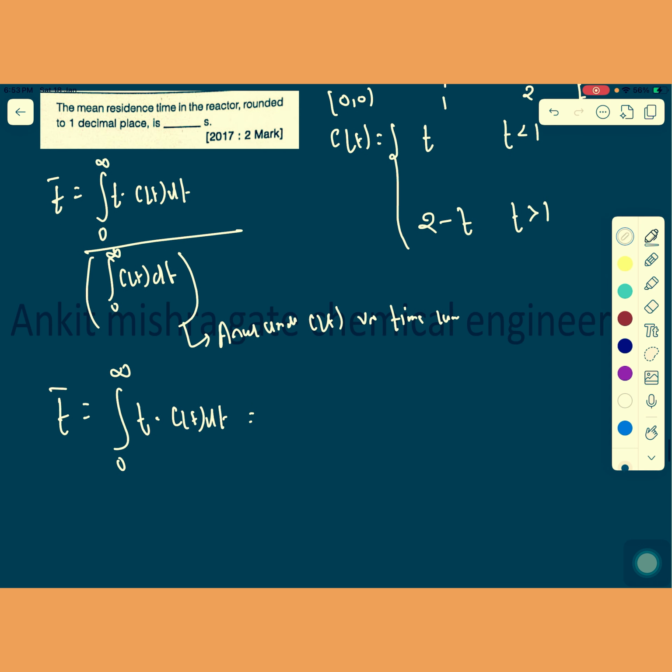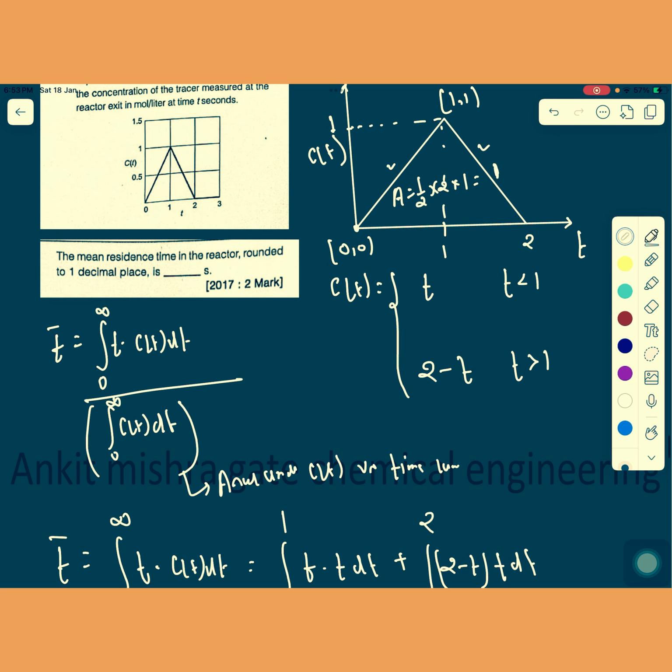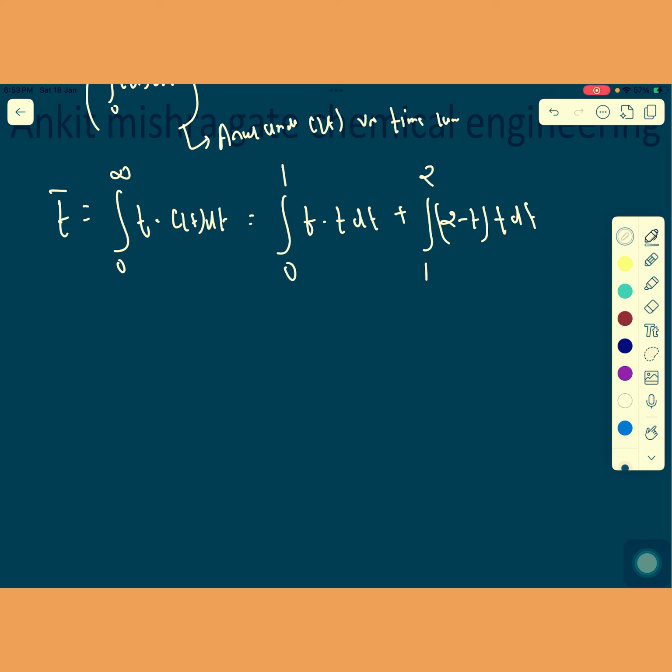So now we can substitute this value here: integral 0 to 1 of t into t dt plus integral 1 to 2 of (2 minus t) into t dt. Sometimes you need to calculate the equation of the line, and that is very important. Because this is a straight line, you can do it, as you would have studied in class 12. So now you get integral 0 to 1 of t square dt plus integral 1 to 2 of 2t minus t square dt.